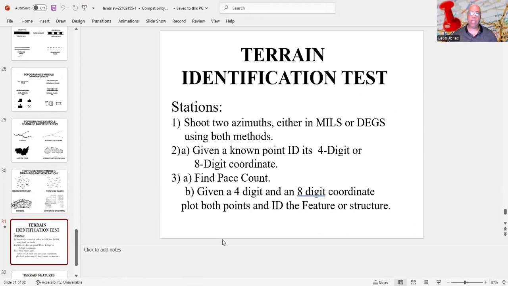Then you have your terrain identification tests, stations. Shoot 2 azimuths, either in mils or degrees, using both methods, given a known point. You have the idea. It's going to be either 4 or 8 digit, and they're going to be your coordinates. Find a base count. Given a 4-digit and an 8-digit coordinate, plot both points and identify the feature or structure. Now, there is another field that uses pacing, surveying. So you have a lot of map reading going into surveying as well.